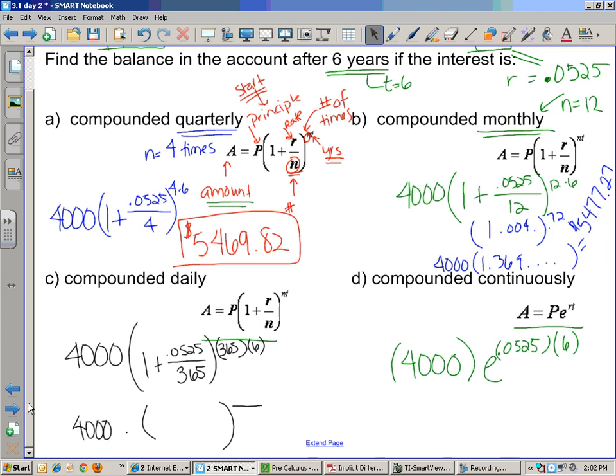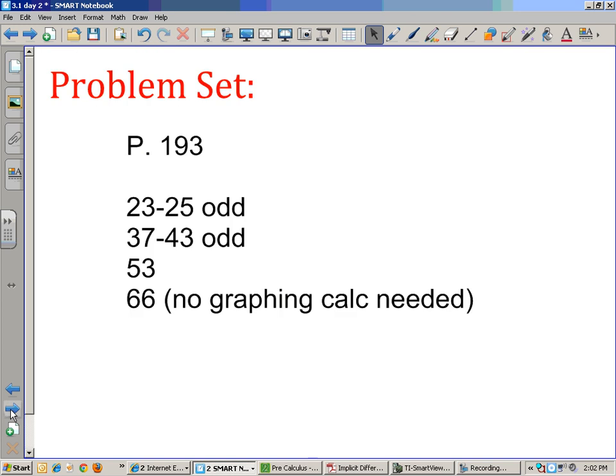That's all I have for you today. Here's your problem set on page 193. Notice you're only going to do the odds. When you come in tomorrow, I want you to be able to tell me what the 2 formulas for interest are. I want you to be able to tell me how you can tell if a problem is reflected, and if you can identify shifts. Good luck.